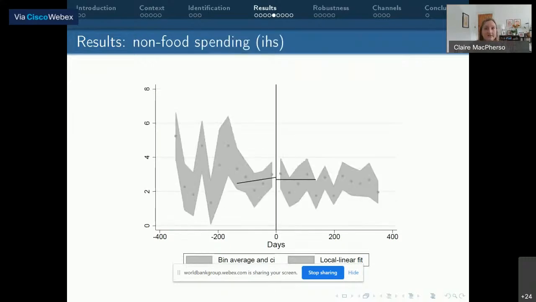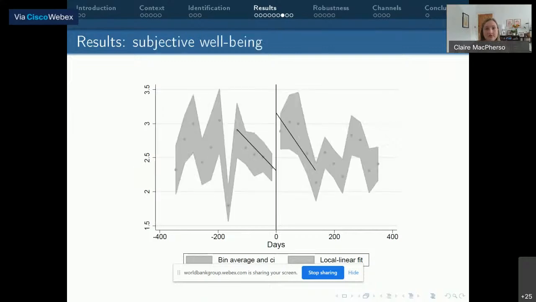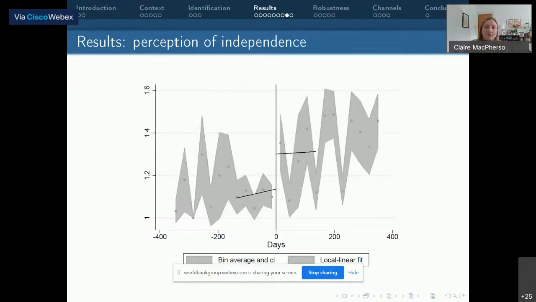But by contrast, we find no significant effect on non-food spending and also no significant effect on assets. So in fact, recent arrivals barely have any assets at all when they arrive in Kenya, and they spend very little on non-food items. But we do find some evidence of a positive effect on subjective well-being and some evidence of a positive effect on the perception of independence from aid. That is, how much refugees think that they are reliant on aid to sustain them.